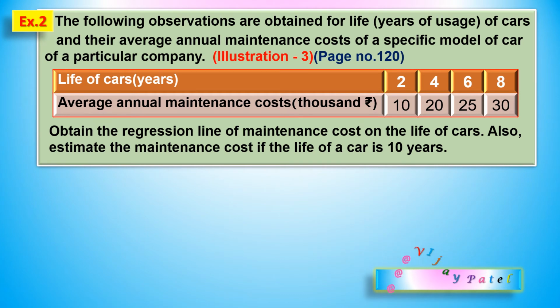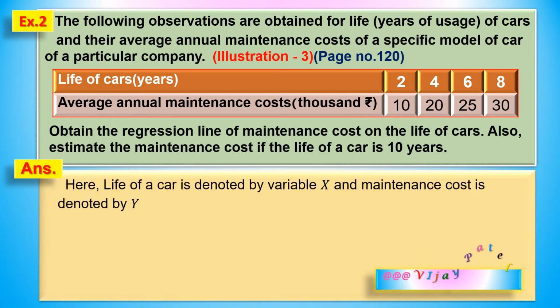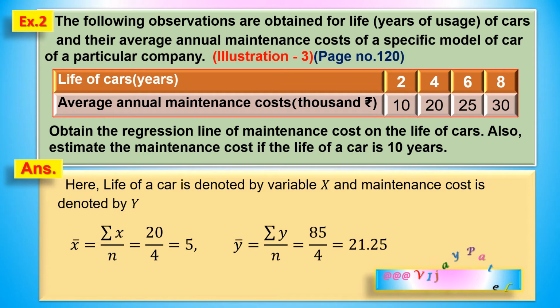Illustration number 3, page number 120. See here, all the observations of this data are below 30. So we can apply the formula of xy. Here life of a car is denoted by variable x and maintenance cost is denoted by variable y. x bar is equal to sigma x upon n is equal to 20 upon 4 is equal to 5. y bar is equal to sigma y upon n, which is equal to 85 upon 4 is equal to 21.25.